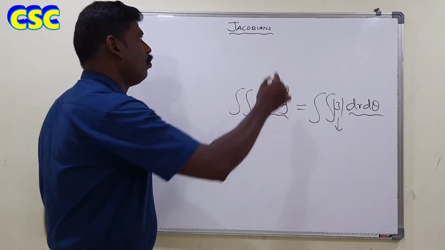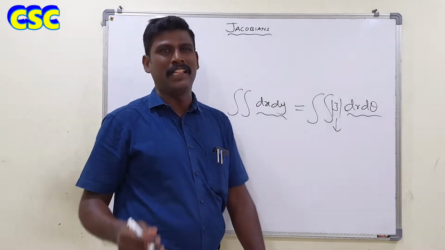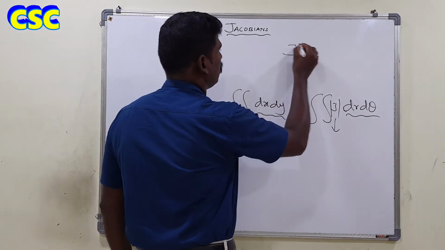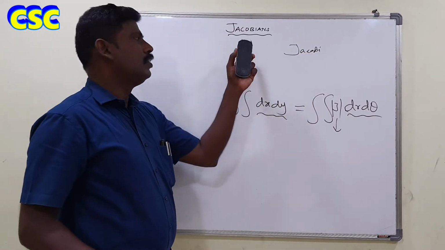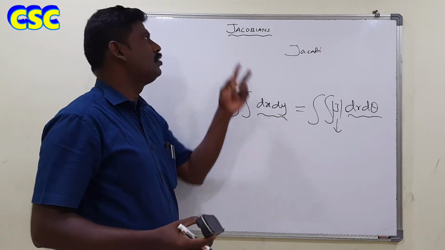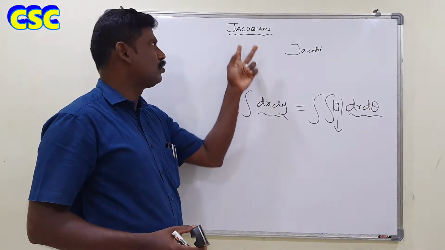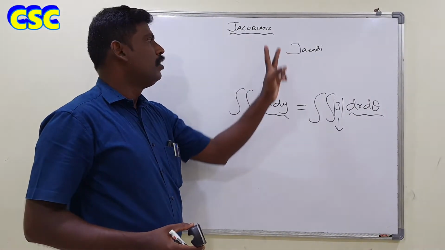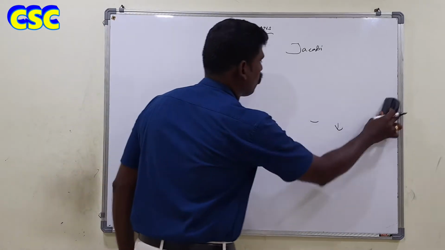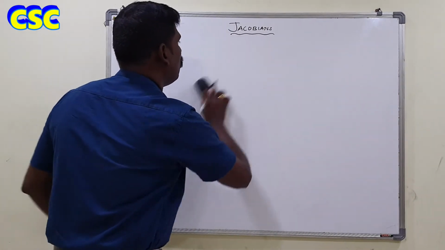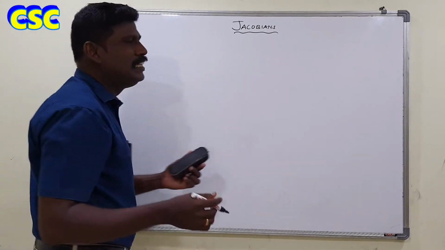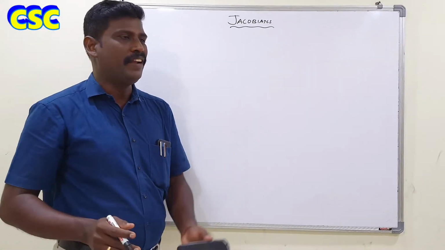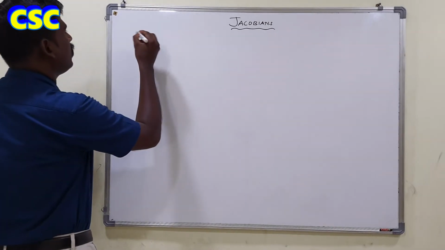Why do we call it a Jacobian? A German mathematician, Jacobi, introduced this concept. That's why we call it Jacobian. So what is a Jacobian? The Jacobian is the determinant value of the partial derivatives. That's all, right?